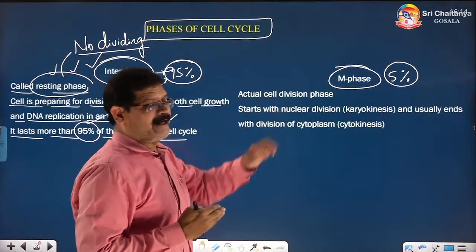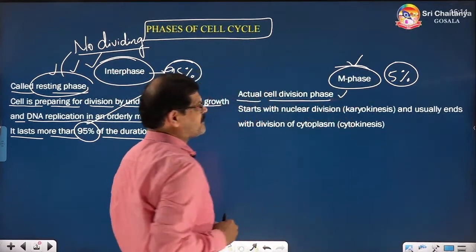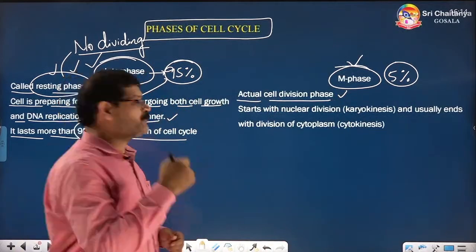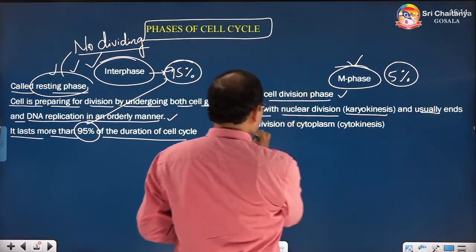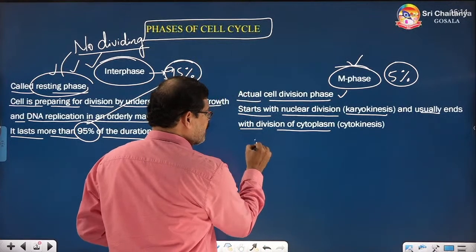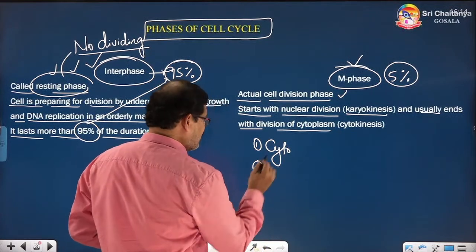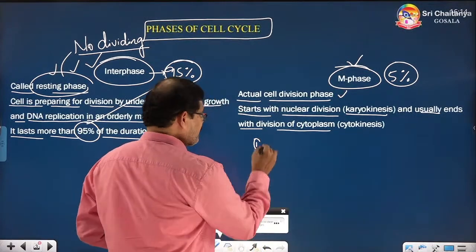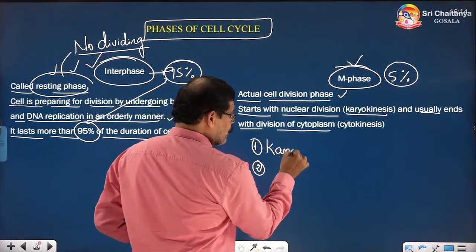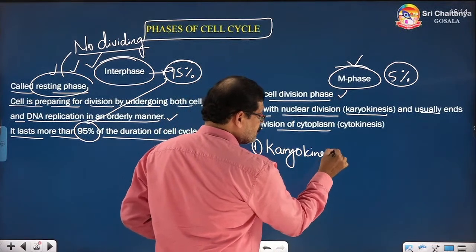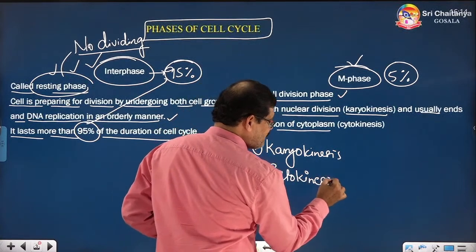Now we come to the next part, called the M phase. What is meant by M phase? It is the actual cell division phase. It starts with nuclear division, which is called karyokinesis, and usually ends with cytoplasmic division. These are the 2 points you have to note. The first one is called karyokinesis, and the next one is called cytokinesis. What is meant by karyokinesis?